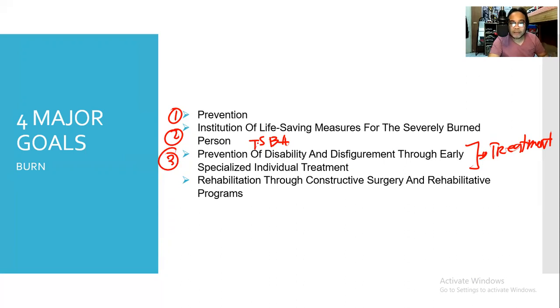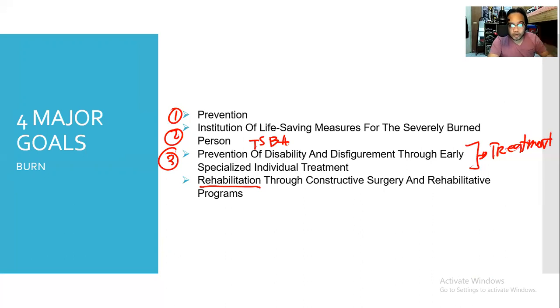Now, once the patient is ready to be discharged, there will be rehabilitation. In case the patient cannot function 100%, because the extent of the burn injury on the body is high, this rehabilitation and reconstructive surgery will try to increase the chances of having better functioning limbs or a better functioning body.